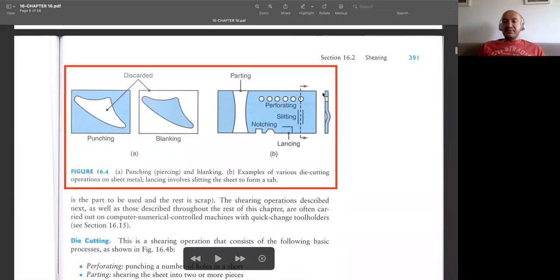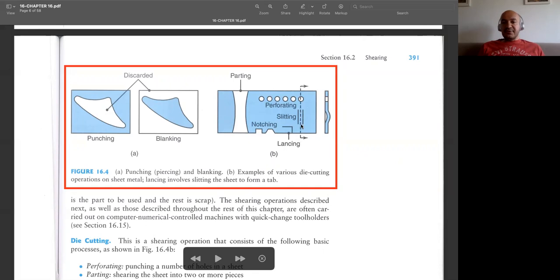And you see we have some further shearing operations here. If you have several successive holes, this is called perforating. If you remove material from the side surfaces, it's called notching. If you divide your sheet metal into two parts, it's called parting. If you have a tab without removing it from the main metal, it's called lancing, so that you may do a later bending operation.